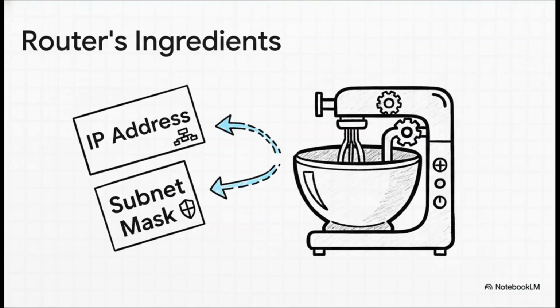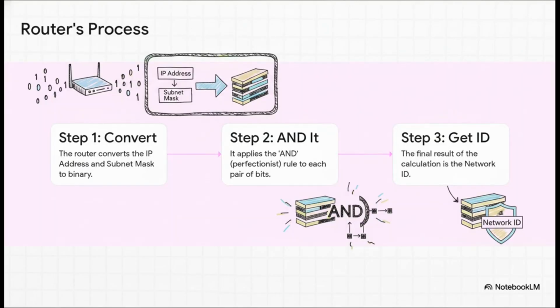So, to figure out what network you're on, your router only needs to look at two things: your device's unique IP address and this other number that travels with it called the subnet mask. And here's the ridiculously simple three-step process it follows in a fraction of a second. First, it converts both the IP address and the subnet mask into binary. Then, it lines them up and applies that perfectionist AND rule to every single pair of bits, straight down the line. The number that pops out at the end, that's the network ID.